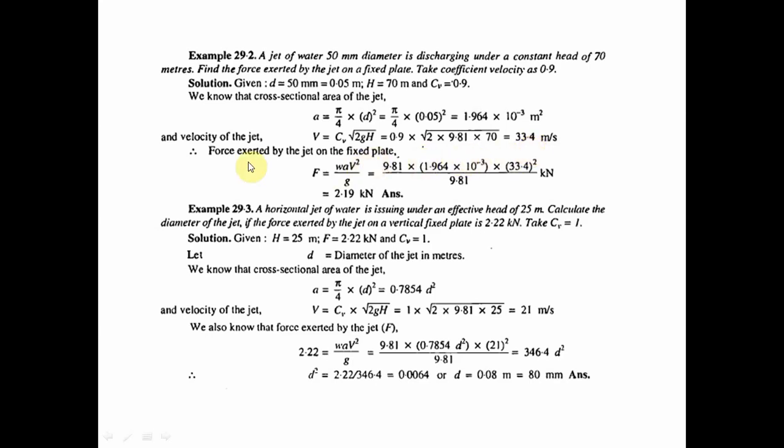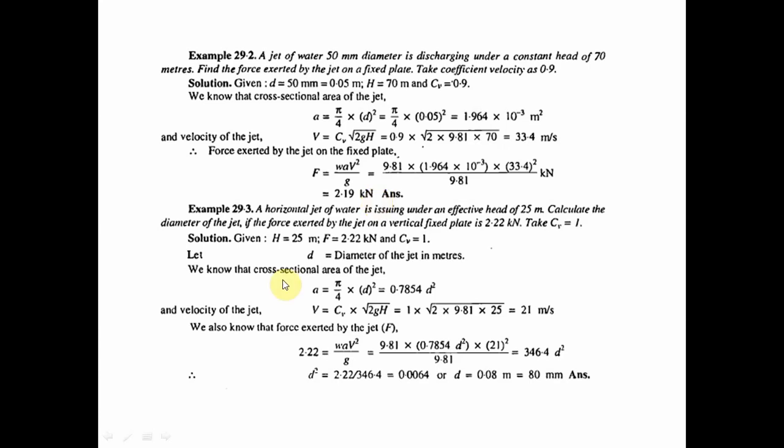Therefore force exerted by the jet on the fixed plate is F equal to W into A into V square upon g, that is equal to 9.81 into 1.964 into 10 to the minus 3 divided by 9.81 into velocity 33.4 square kilonewton, that comes to about 2.19 kilonewton.